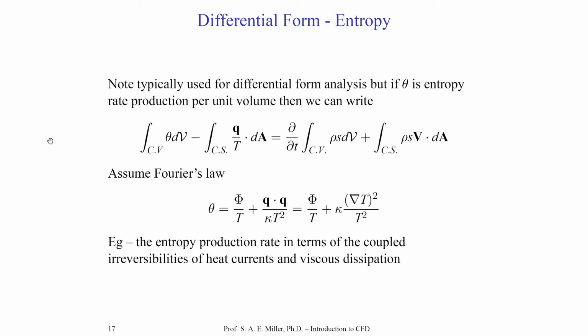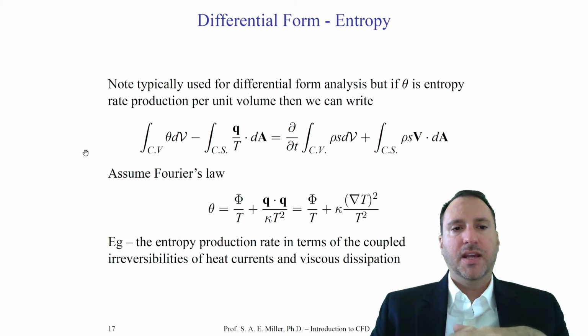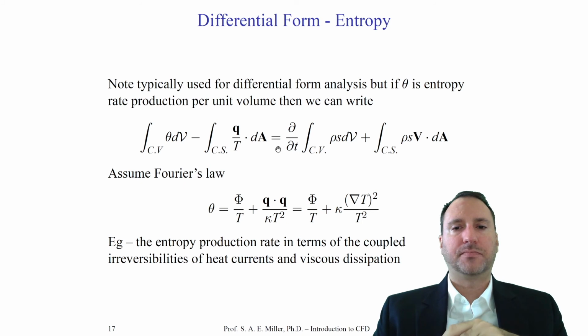Let's finally look at the entropy equation example. This is not typically used in fluid mechanics. Here we will say that theta is the entropy rate production per unit volume. Then we can write an inequality like this. Notice this is not an inequality like the second law of thermodynamics. S remains, of course, the entropy.